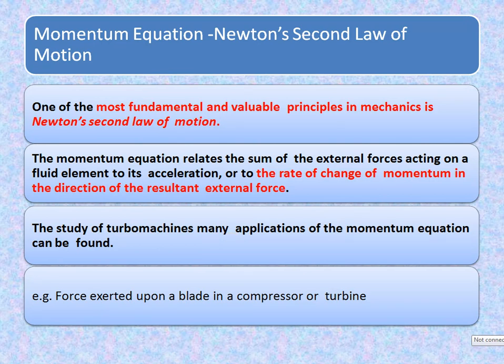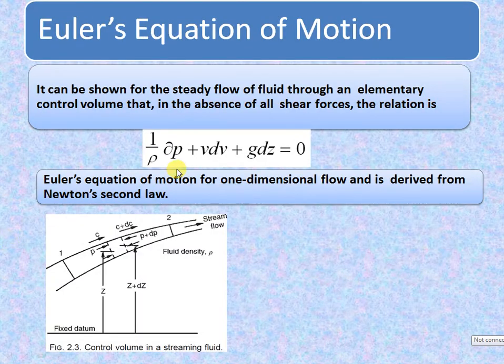So in the turbomachine subject, Newton's second law of motion is mostly used. An example is the force exerted upon a blade in a compressor or turbine, which is the best example of Newton's second law of motion. The next equation is Euler's equation of motion.